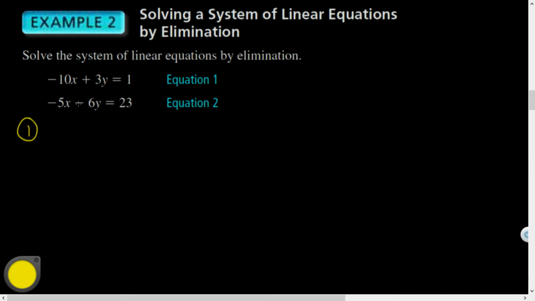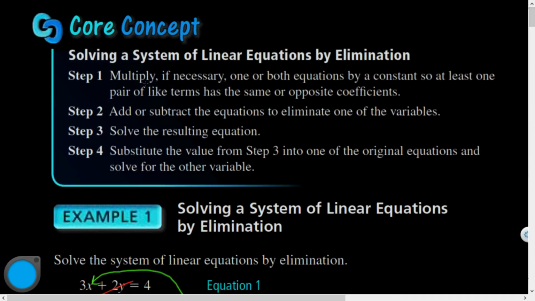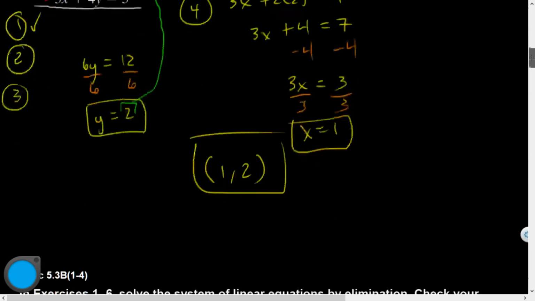Oh man. Guys, how do we do this problem? So yeah, -10 and -5, those aren't opposites. 3 and -6, those aren't opposites. So this is actually what we get to do. Step 1, let's read it. Said multiply, if necessary, one or both equations by a constant. That just means a number. So at least one pair of like terms will have opposite coefficients.